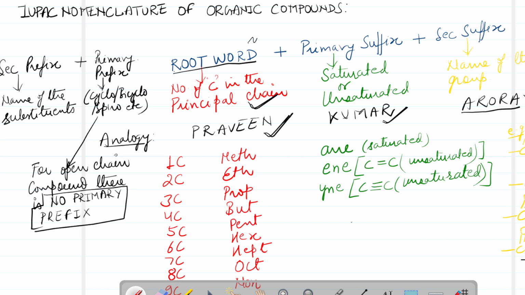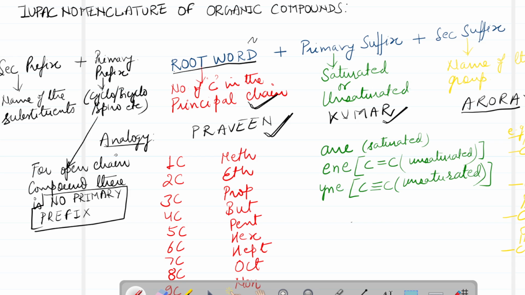Then is C double bond O, that is a ketone functional group. If the organic compound name has secondary suffix one, it indicates that the principal chain has ketonic functional group, that is C double bond O. So, after root word there would be a primary suffix, after primary suffix there would be a secondary suffix. Root word would tell you about the number of carbon in the principal chain. How a principal chain is selected, that I will let you know in my coming lectures.